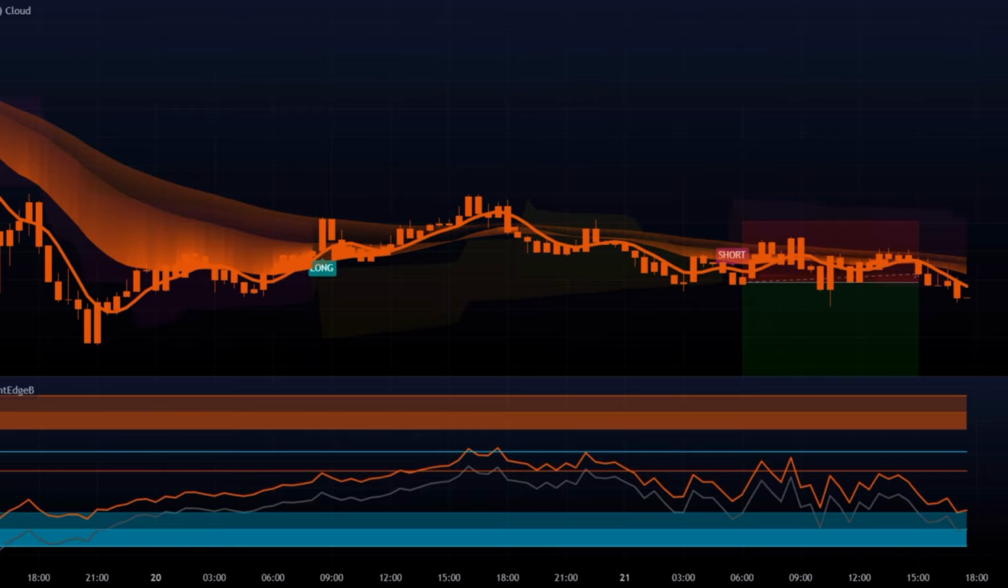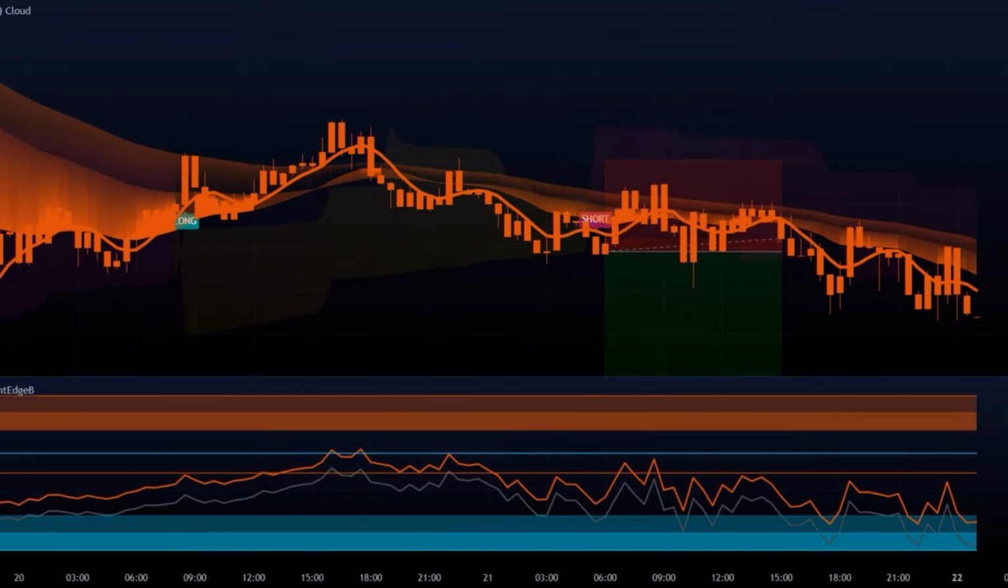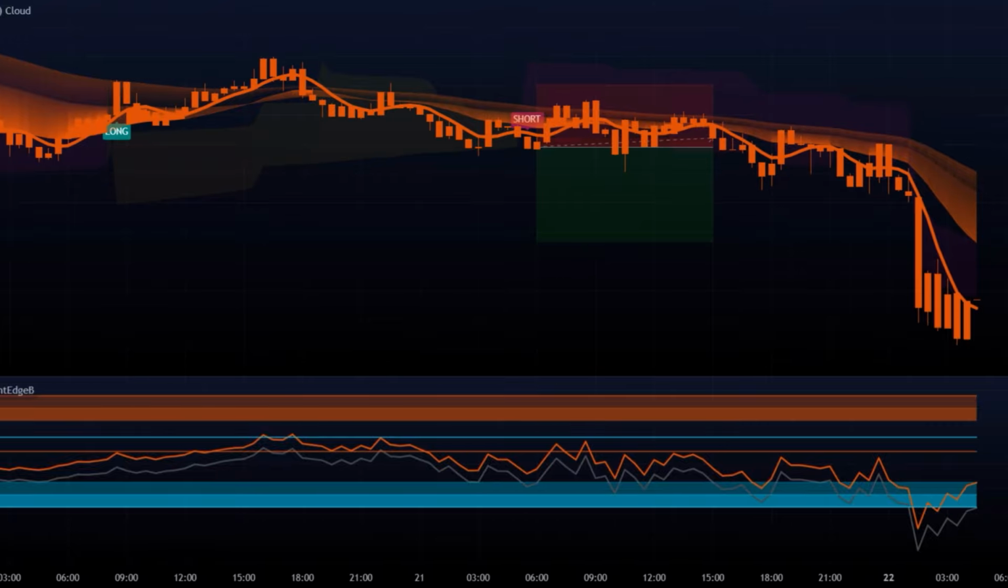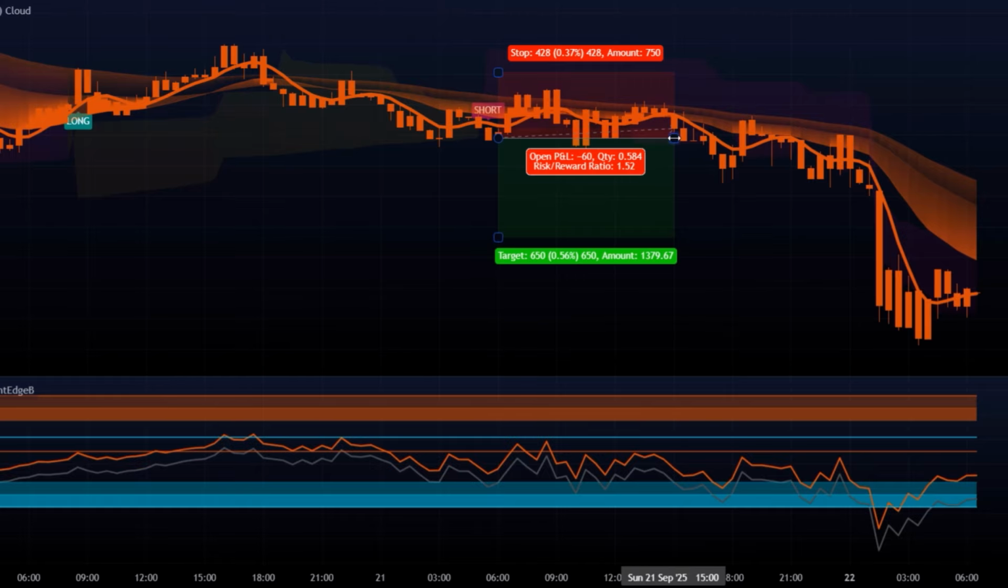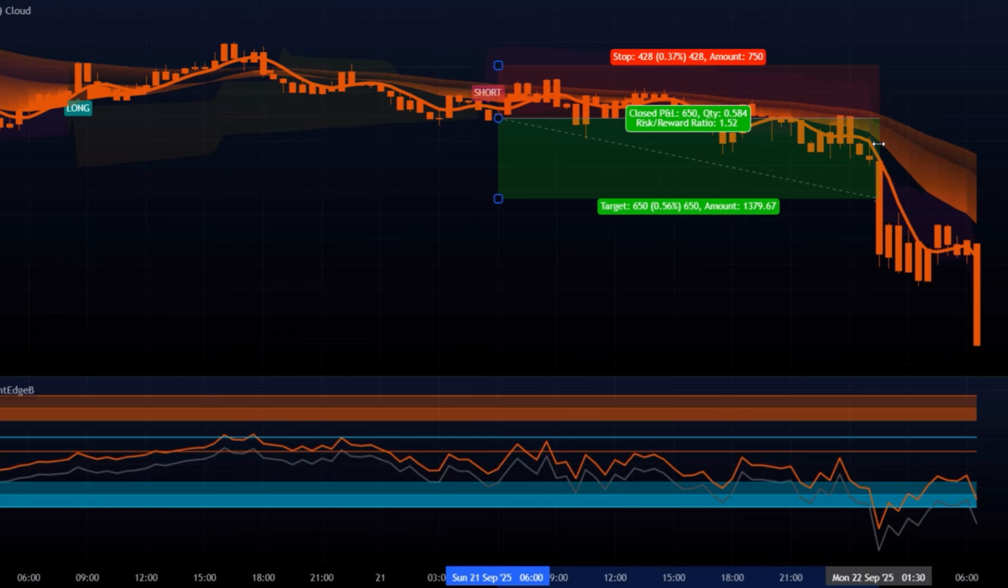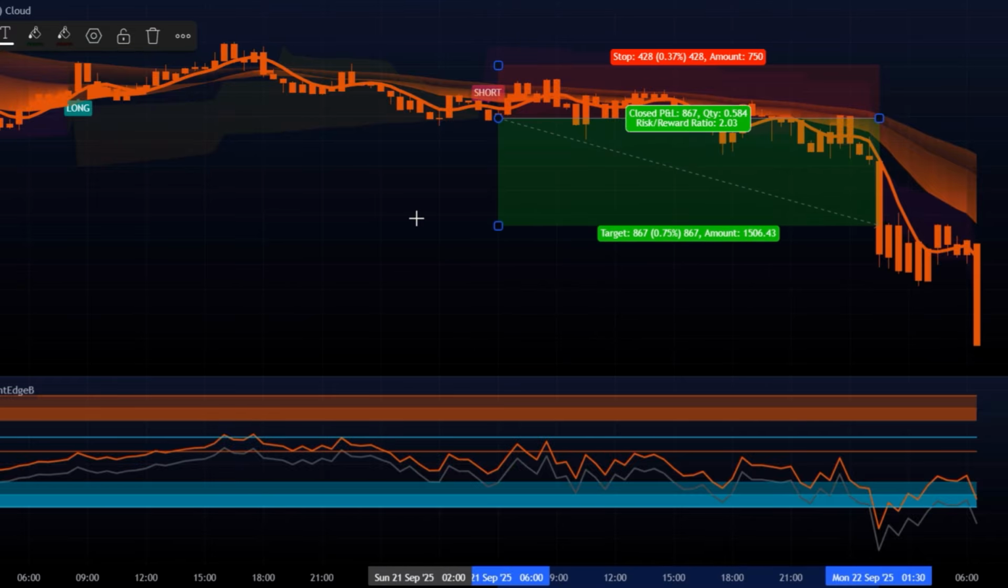Now, let's see what happens. And there it is, a perfect, stress-free trade straight to our target. This is the power of confirmation. And there you have it, a clean, simple, and powerful trading strategy with no noise and no nonsense.